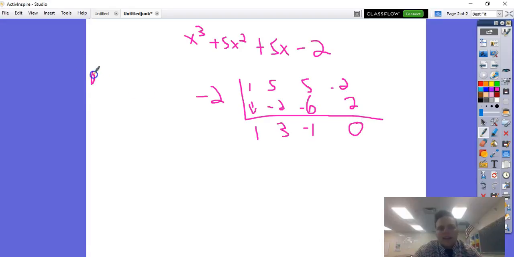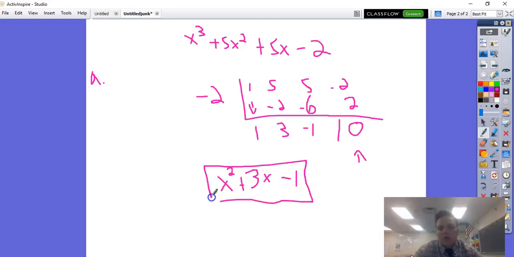So part A says identify the quotient and the remainder. So 0 is your remainder. That right there is your remainder. This is your quotient, but let's interpret this quotient before I write it as my quotient, okay? Remember, the last number is always your constant, so negative 1. The next term forward is the coefficient on x, so 3x. That's positive, so I'm going to go ahead and put a plus sign. And then this would be the coefficient on x squared, so 1x squared. So bam, this is really what I call your quotient, okay?